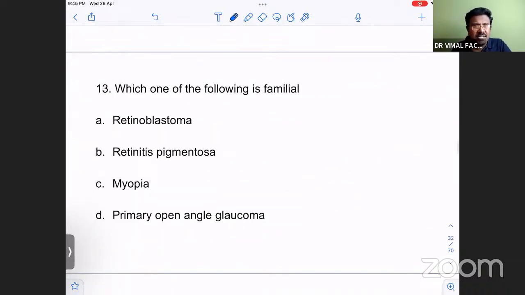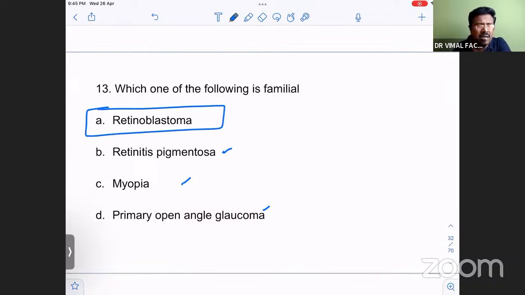Moving on to the next question. Which one of the following is familial? This is a very straightforward question. Compared to myopia, primary open-angle glaucoma or retinitis pigmentosa, the best option here is retinoblastoma. You know that in retinoblastoma, the RB gene is a tumor suppressor gene.